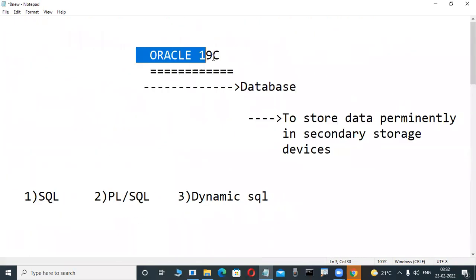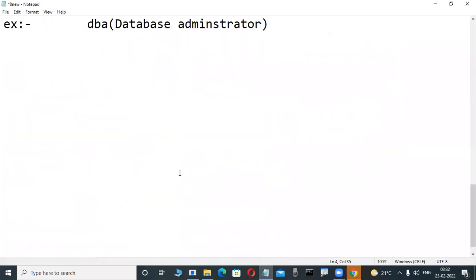Actually, these types of software are implemented based on a concept called the relational data model. Don't write it, just listen. Relational data model: from 1970 onwards, these types of software are available. But what is a data model? First, that is a terminology. Don't write it. Data model.